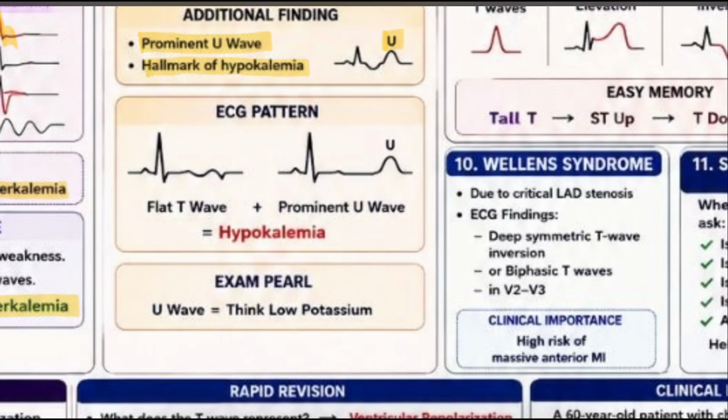Okay. So this ECG pattern will show a flat T wave and a prominent U wave. The T wave becomes flat, and you can see the U wave that is going up. So we call that the U wave. Whenever you are getting a prominent U wave, we have to suspect the patient has hypokalemia. So from an exam point of view, if a U wave is coming, always think low potassium.